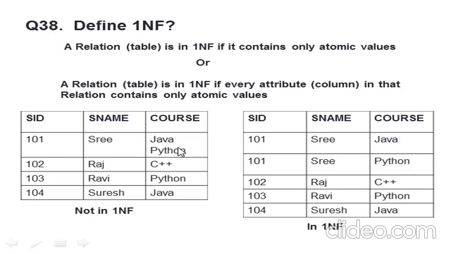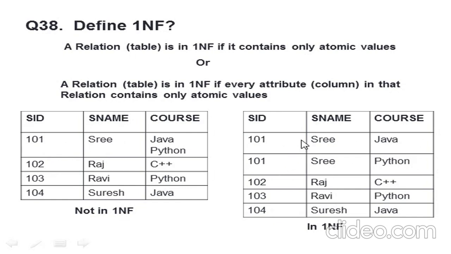So how do you convert this unnormalized relation into first normal form? This is how you convert it. What are you doing here? This Java and Python, you are taking them into separate cells, on separate records. Now you can see here Java is placed in a separate record and Python is placed in a separate record, and the remaining two values, student ID and student name, are copied as they are.